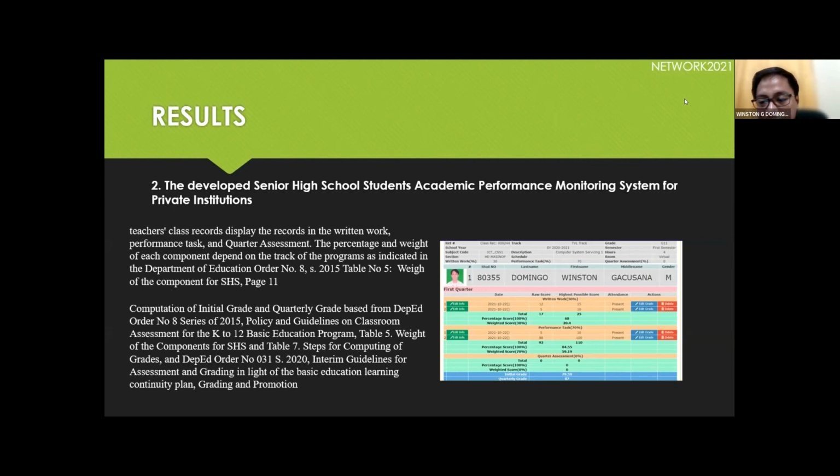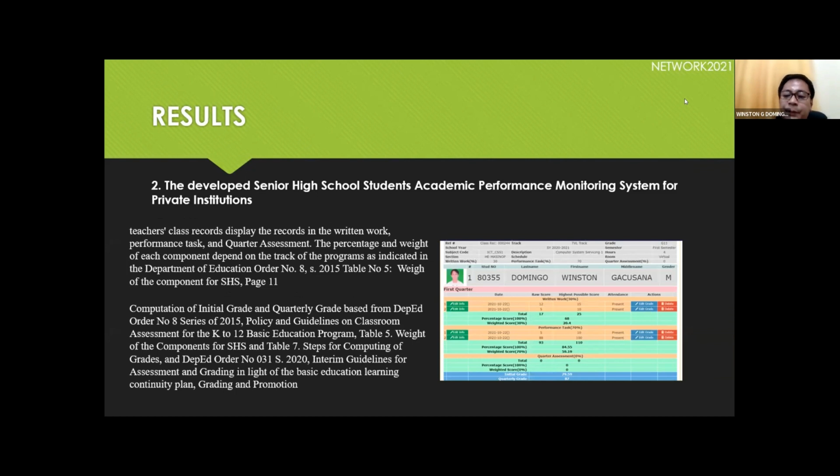Here, the teacher can see all the records of his or her students, right? And even while the teacher is inputting grades and updating the class record, the principal can also monitor the updated records of the teacher. There's no need to print, or no need to submit the soft copy, because the system is stored in a centralized database system. The principal has access to monitor the class records of the teachers.